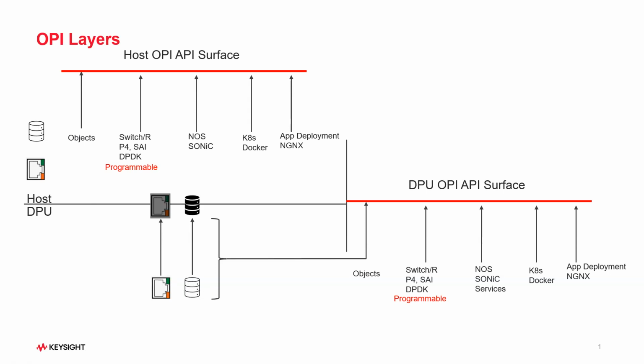And what it translates to is that there is an object level API. This is the DPU OPI API surface. I'm just showing the layers here horizontally, even though we are used to seeing layers vertically. Bear with me, we have to draw this separately. This is just to gather my thoughts.